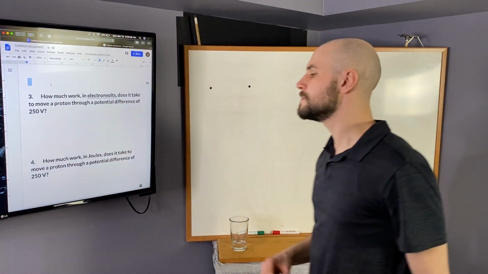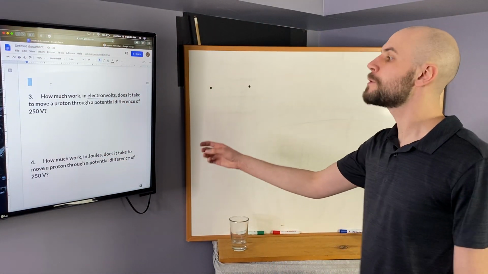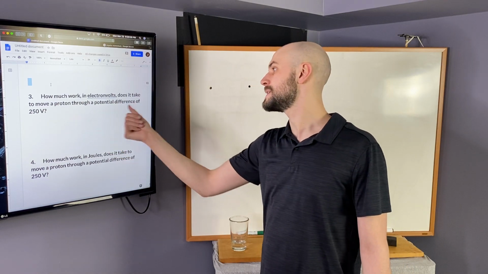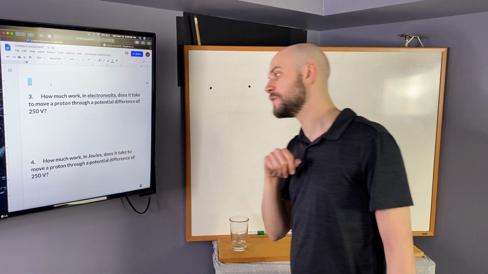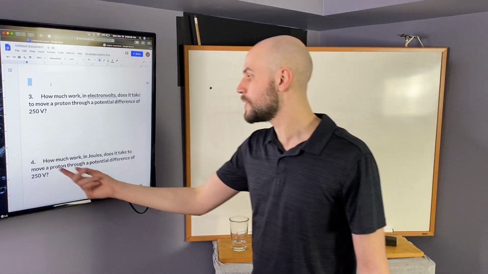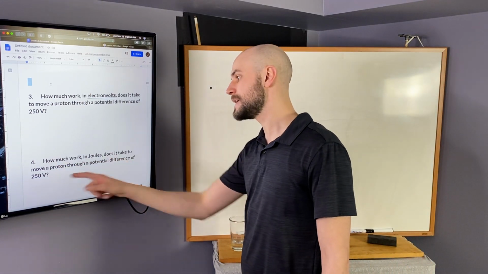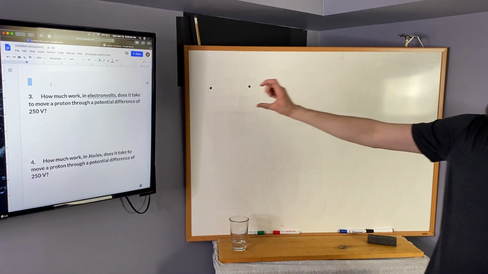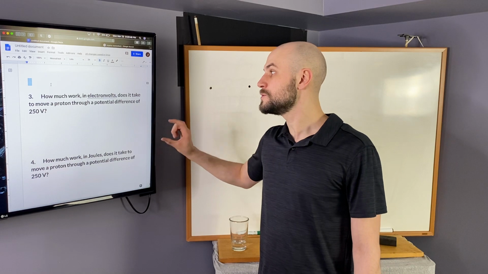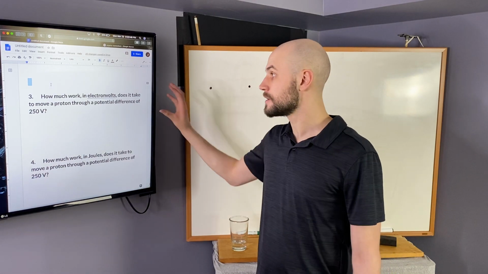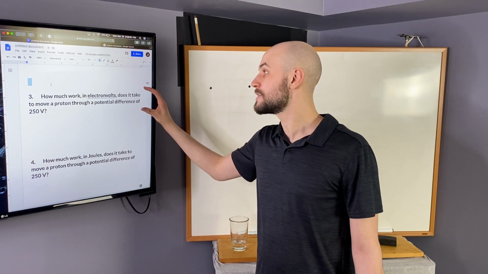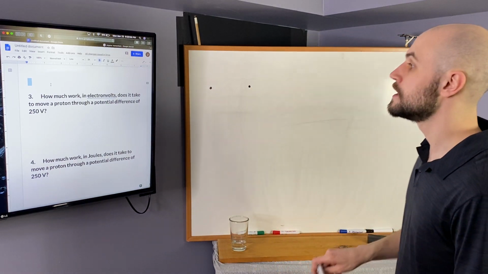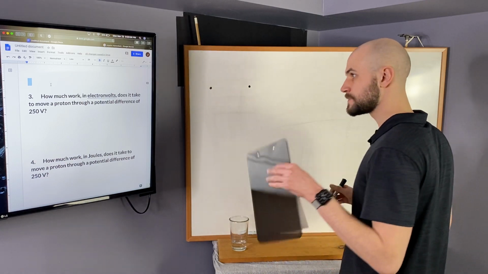So for our next 2 problems, 3 and 4. For 3, we want to know how much work in electron volts does it take to move a proton through a potential difference of 250 volts. And for number 4, we want to know how much work in joules does it take to move a proton through a potential difference of 250 volts. Both of these questions are calling for you to solve for the work or energy required. This one wants you to report that work or energy in electron volts. This one wants you to report that work or energy in joules. Let's start with number 3 first.